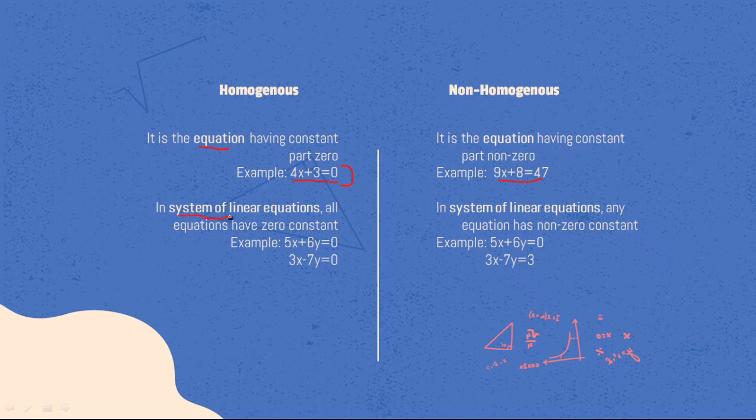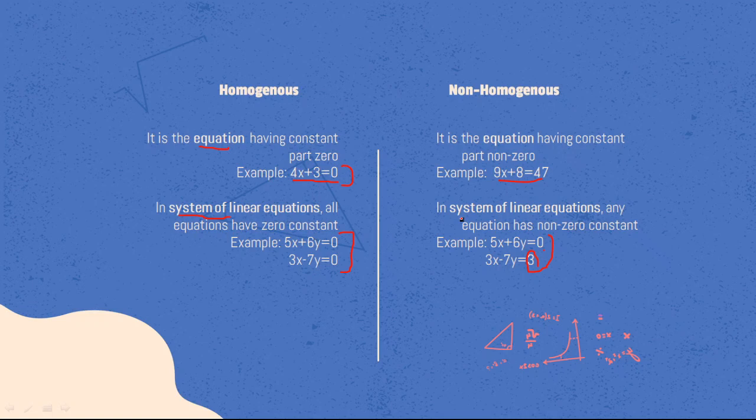In terms of a system of linear equations, if all the equations in the system have constant part 0, then it is called a homogeneous system of linear equations. As in this example, look, both equations have 0 constant parts. But if any of the equations in the system of linear equations has a non-zero part, for example, here 3 is non-zero, the other equation has the constant part 0, but this equation has its constant part non-zero, then this type of system of linear equations is called non-homogeneous.